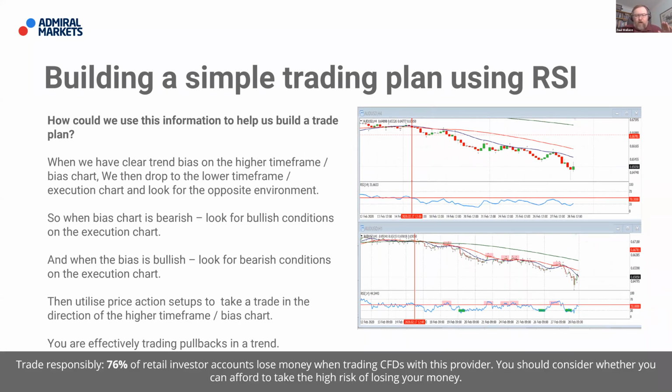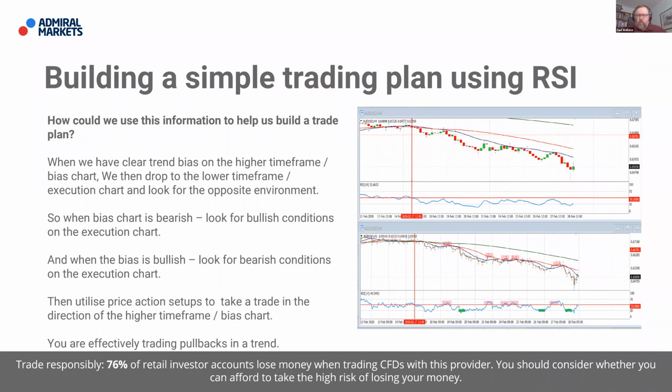So when we have a clear trend bias on the higher time frame, or the bias trend direction chart, you then drop to the lower time frame execution chart and look for an opposite environment. What does that mean, Paul, you might be saying? When the bias chart, the trend direction chart, is bearish, when it's actually moving down, what we're looking for on the execution chart is bullish conditions.